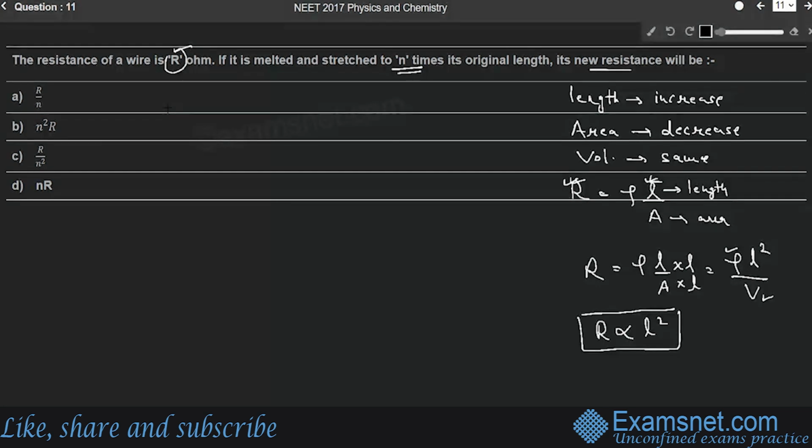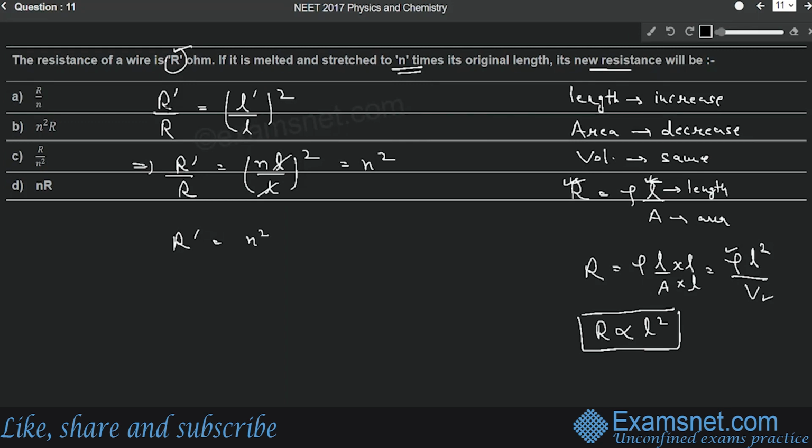So the ratio of the resistances, that is R dash and initial resistance R, will be equal to the new length L dash by initial length, squared, because resistance is proportional to L square. So R dash upon R will be equal to the new length, which is n times the original length, so it will be n into L upon L, squared. The length cancels, and that will be equal to n square. That means the new resistance will be n square times the initial resistance. So option B will be the correct answer.